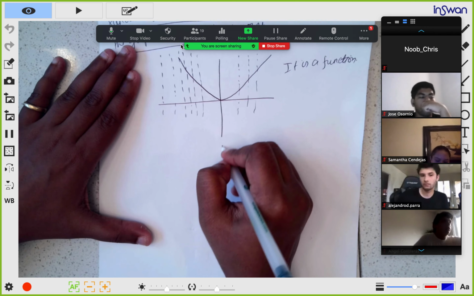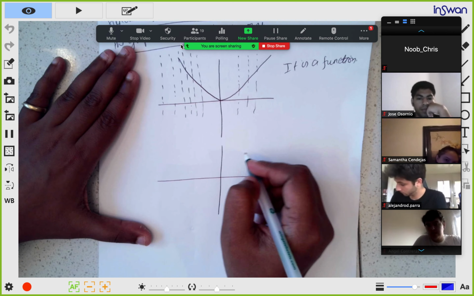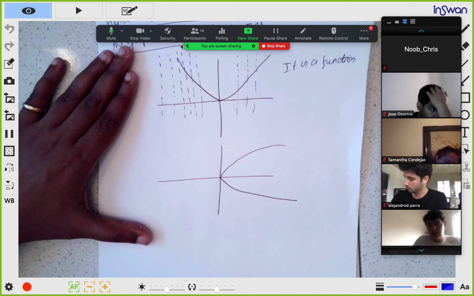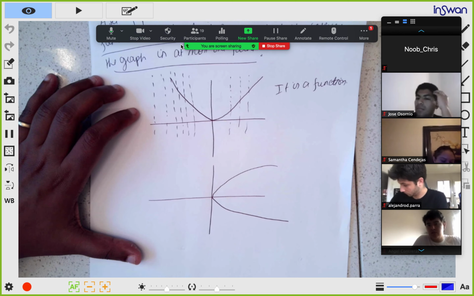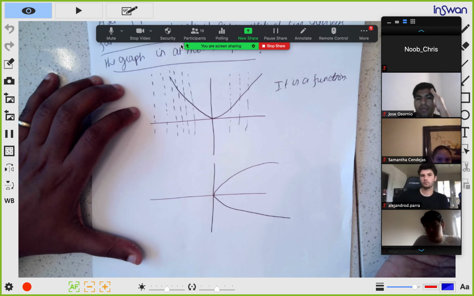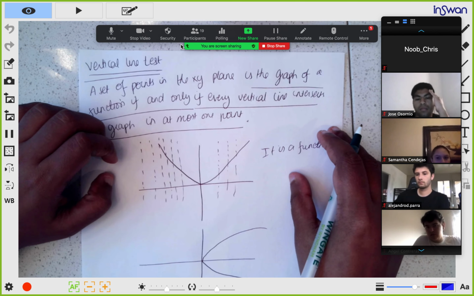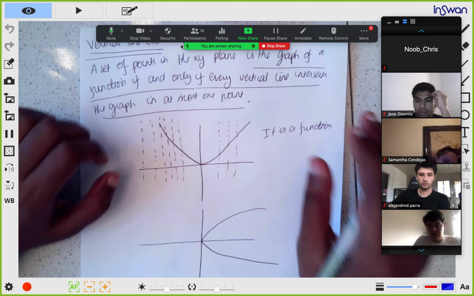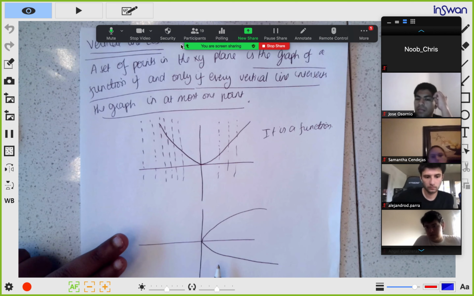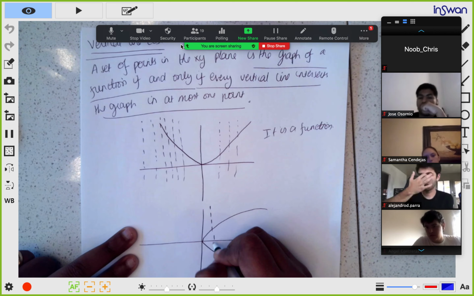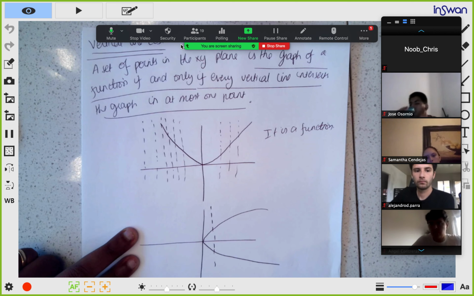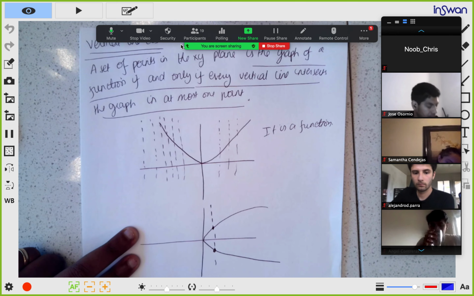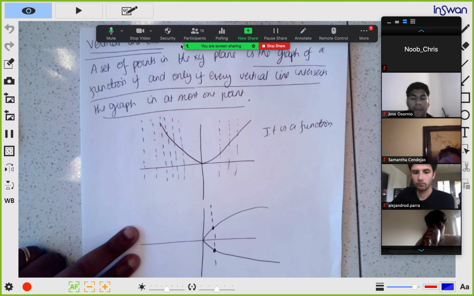Suppose I draw one more, something like this. Now my graph looks like this. I want to check whether this thing is a function or not. Can you go back to the definition really fast? Yes. So for this one, I have to check whether it's a function or not. Start drawing vertical lines. See, when I draw a vertical line, what happens? It's crossing my graph at 2 points. It's crossing here also. If my vertical line cuts a graph at 2 points, it is not a function.